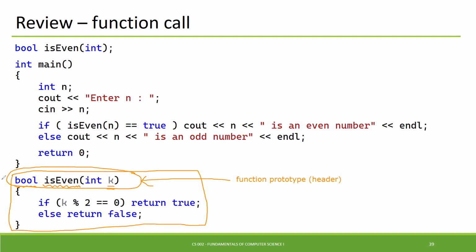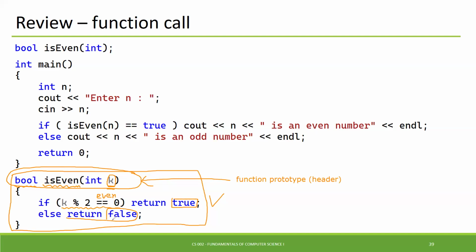Okay, and then look at this one. This function will check whether number k is even or not. You understand this one: if k is divided by 2 and the remainder is 0, then it's even, right? So this checks whether k is even or not, and if it is even, return true. Else, return false.